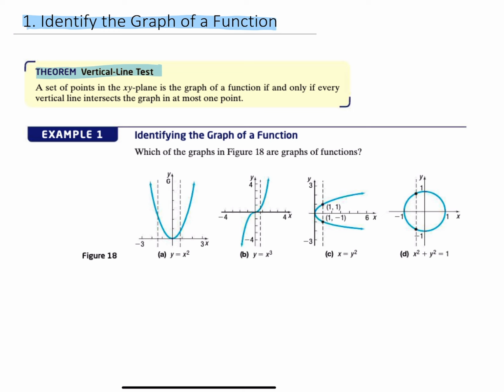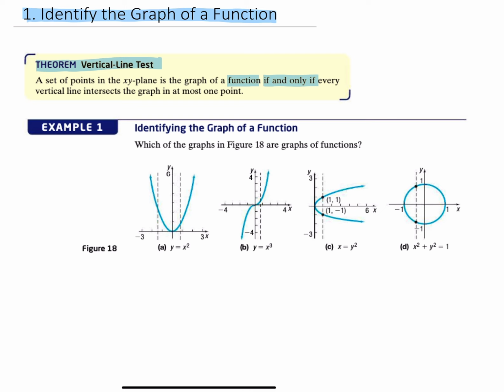A set of points in the xy plane is the graph of a function if and only if, and that's a specific kind of statement, meaning that's the only condition, every vertical line intersects the graph in at most one point, and it needs to be every single possible vertical line. There may be some places on the function where it only intersects once, but if there is even just one location where it hits more than one time, then it is not a function, and you would call it a relation instead. So a couple quick examples.